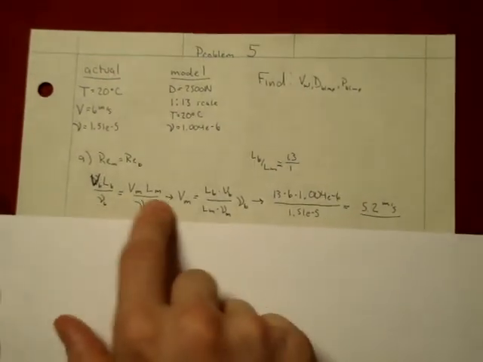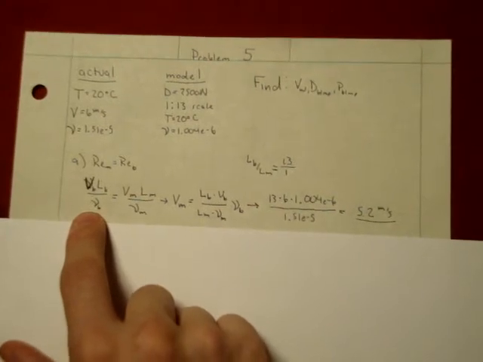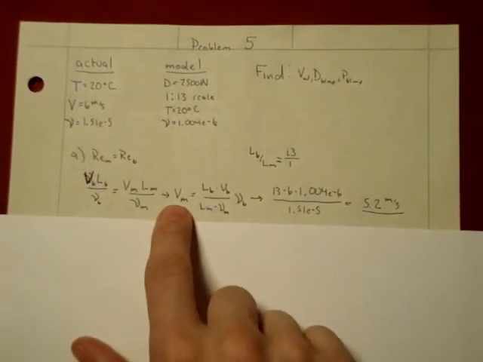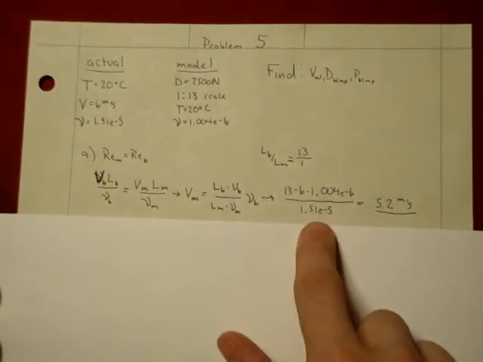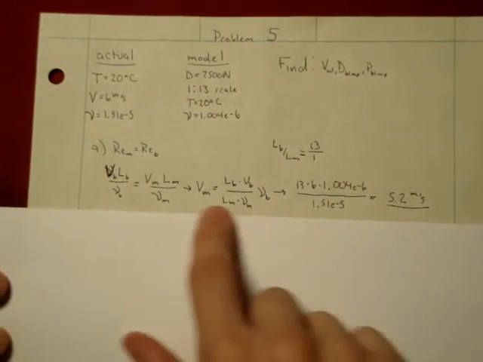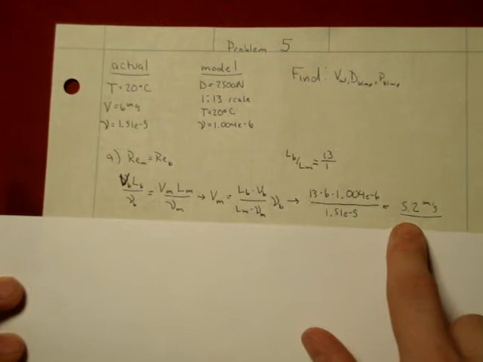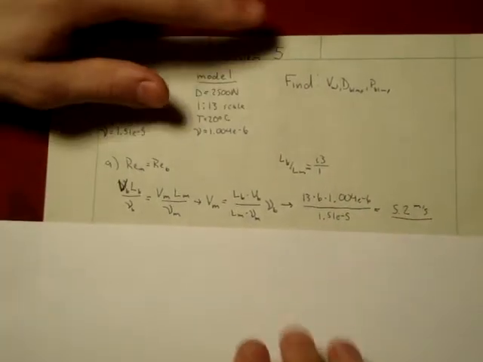So equating our Reynolds numbers, we know it's the velocity times the length over the kinematic viscosity. Solving for, or setting the equation equal to, the velocity of the model, we can plug in the numbers that we have from our given information and find the velocity of our model to be 5.2 meters per second.